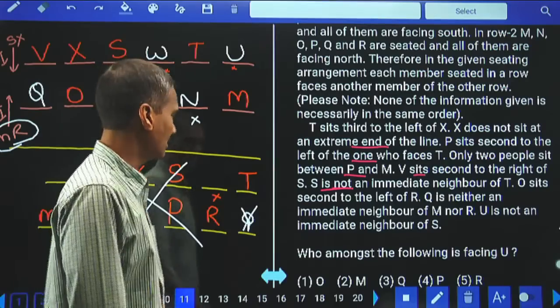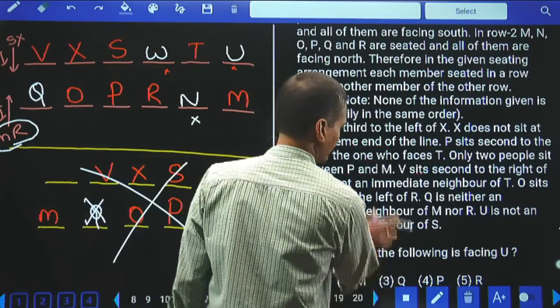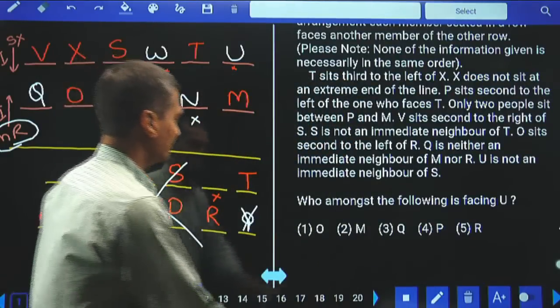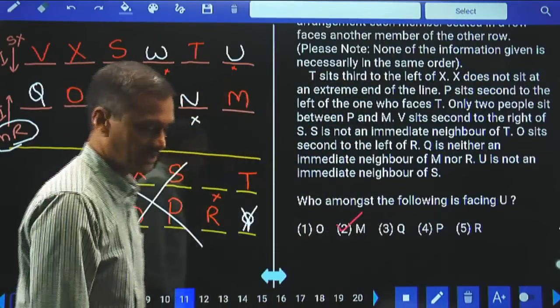Then coming to question number 11. Now who among the following is facing you? Tell me the person who is facing you here. M is facing you, that is choice 2. Question number 11, it is choice 2.